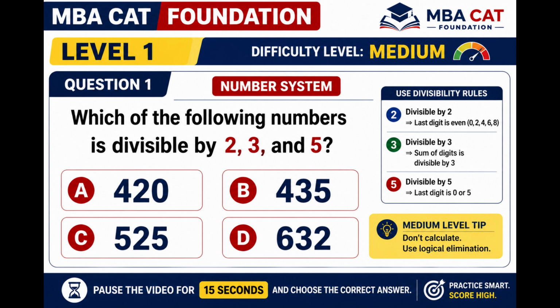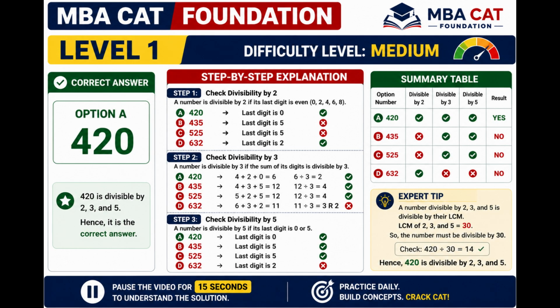The correct answer is option A, 420. The question asks us to find the number that is divisible by 2, 3, and 5. Let's solve it one step at a time. Step 1. Check divisibility by 2. A number is divisible by 2 if its last digit is 0, 2, 4, 6, or 8.